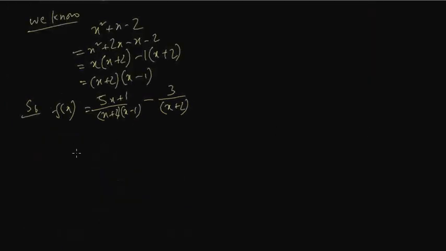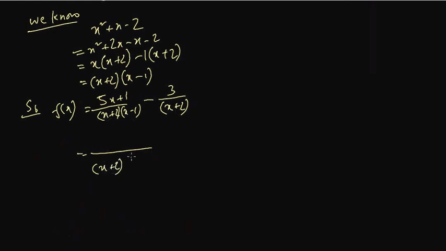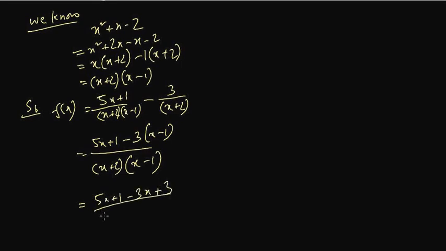So this is what we have, and we take LCM. So the LCM is going to be x plus 2, one x plus 2 here, one x plus 2 here, and this is going to be x minus 1. So x plus 2 cancels, this is going to be 5x plus 1 minus, x plus 2 cancels, this is going to be 3 into (x minus 1). So if we simplify, it will be 5x plus 1 minus thrice x plus 3 divided by (x plus 2)(x minus 1). So we have 5x minus thrice x is twice x, 1 plus 3 is 4, divided by x plus 2.